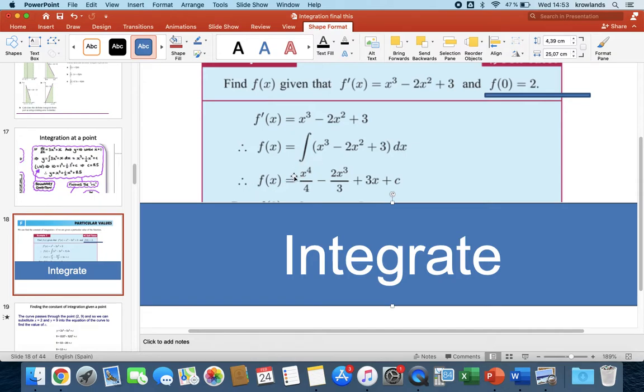So wherever there's an x, we are going to substitute it for 0. And whenever there's a y or an f of x, because f of x is y, we are going to put 2. So it's going to be the following. 0 to the power of 4 divided by 4 minus 2 times 0 to the power of 3 divided by 3 plus 3 lots of 0 plus c equals 2. Let's see how this works.